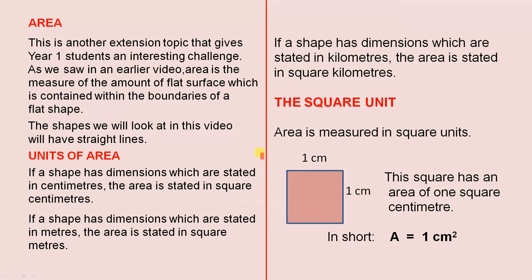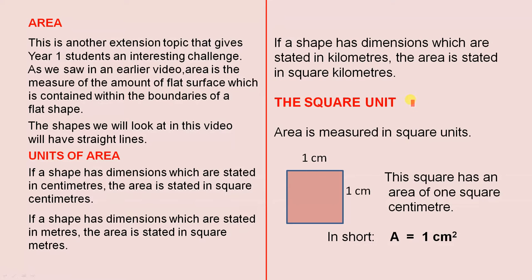Units of area. If a shape has dimensions which are stated in centimetres, the area is stated in square centimetres. If a shape has dimensions which are stated in metres, the area is stated in square metres. If a shape has dimensions which are stated in kilometres, the area is stated in square kilometres. And there are many other units that can be used.